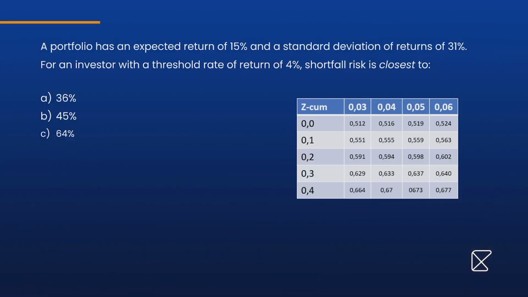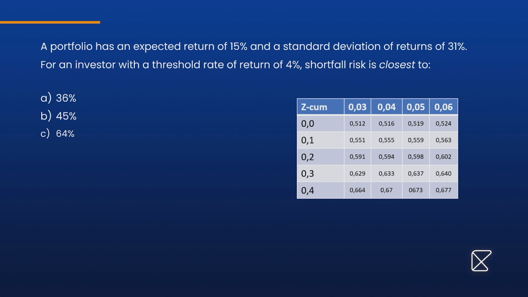I'm Rafael Paloni and I'm here today to cover one of the questions on quantitative methods for CFA Level 1. So without any further notice, shall we go straight away to the question? A portfolio has an expected return of 15% and a standard deviation of returns of 31%. For an investor with a threshold rate of return of 4%, the shortfall risk is closest to.